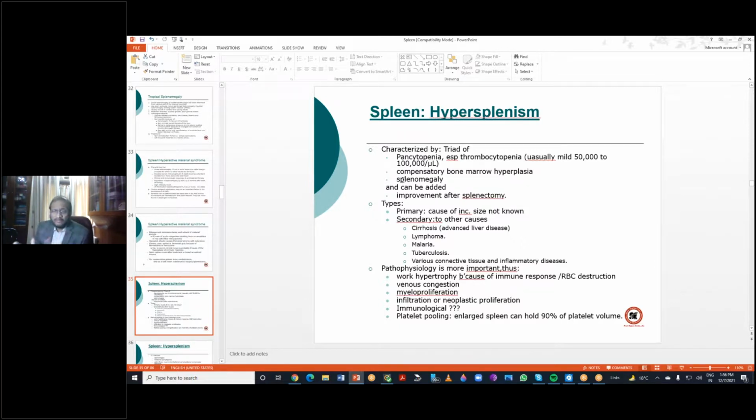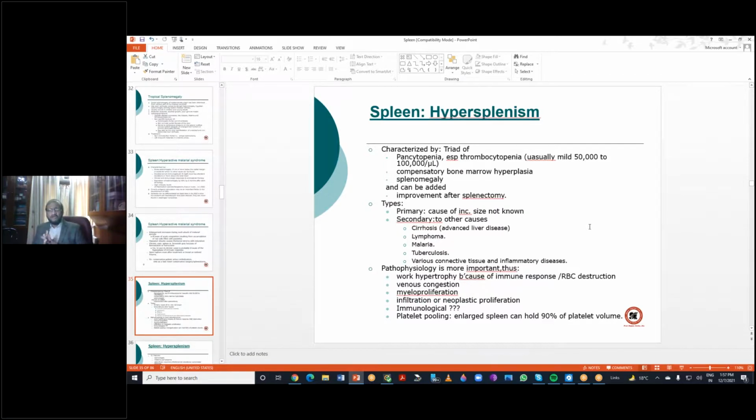The types are two. Number 1, primary hypersplenism, where the cause of increased size is not known. The splenomegaly is there. Secondary hypersplenism is secondary to a primary cause of splenomegaly, and then that splenomegaly causes hypersplenism, like for example, cirrhosis, lymphoma, malaria, tuberculosis, various connective and inflammatory diseases. Remember one thing before I proceed further: splenomegaly and hypersplenism are not synonymous. Every splenomegaly will not have hypersplenism, and every patient of hypersplenism does not need to have splenomegaly. Even a normal size spleen, or a mild splenomegaly, can give rise to hypersplenism.